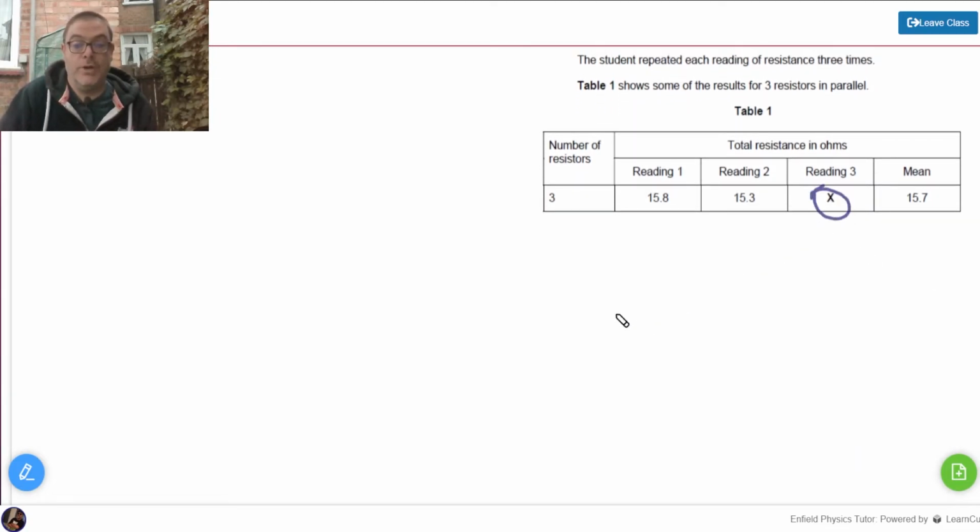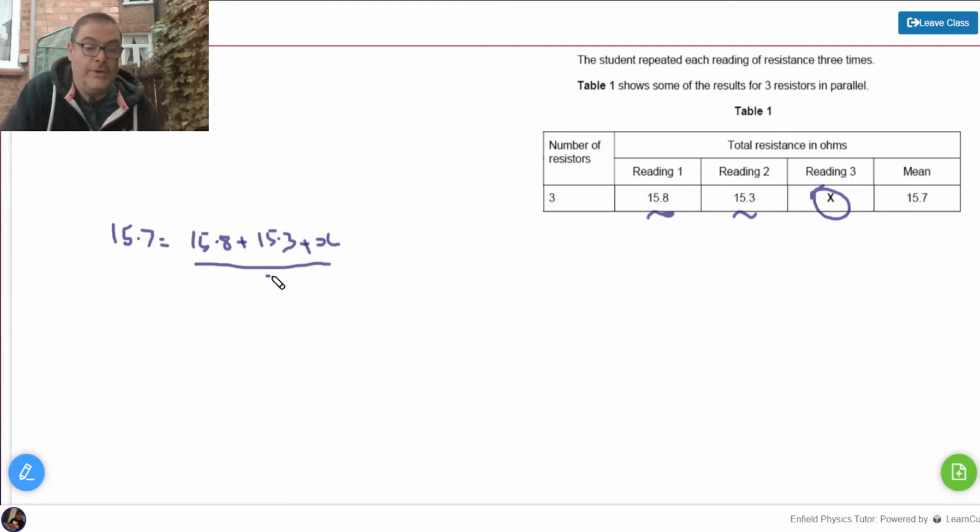of x. Well, you know that the mean is simply the addition of all the readings divided by the number of readings. So your first task really is to check, do these two readings look as if either of them are anomalous? Well, it's really hard to tell with two readings, isn't it? And they appear pretty close anyway, so I think we can say they're okay. So then we know that 15.7 is going to be equal to 15.8 plus 15.3 plus x, all divided by 3.